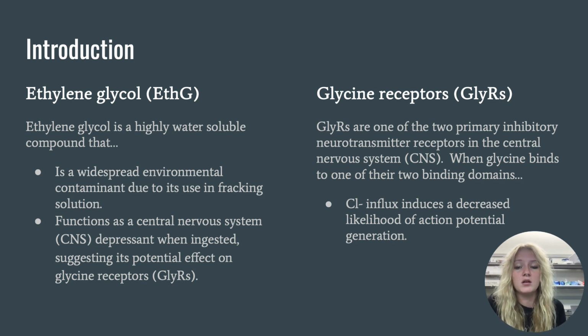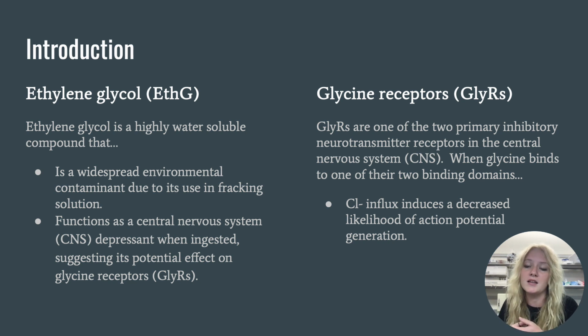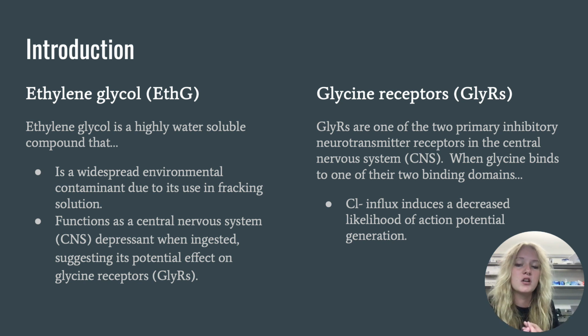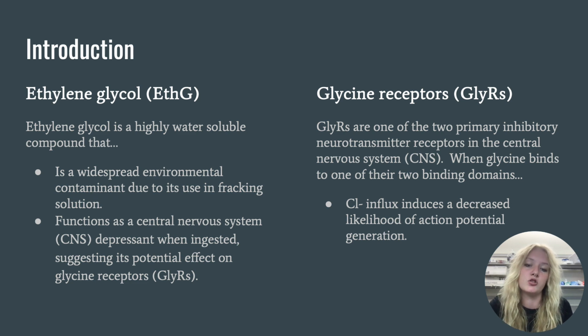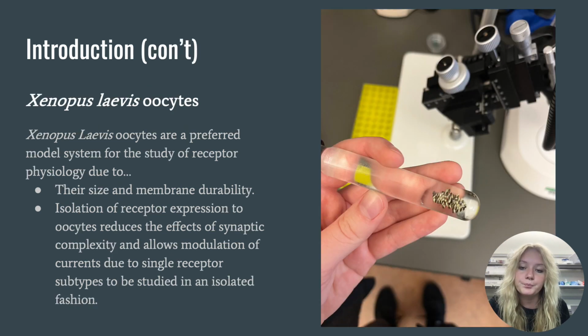two binding domains on glycine receptors, it causes a conformational change in that protein, which opens up the ion channel pore and allows chloride influx into that cell, which brings a bunch of negative charges with it and causes the cell to be less likely to generate action potentials, which can contribute to central nervous system depression.